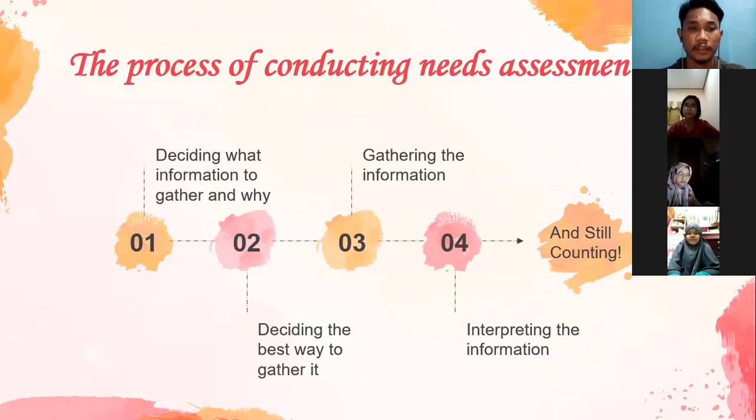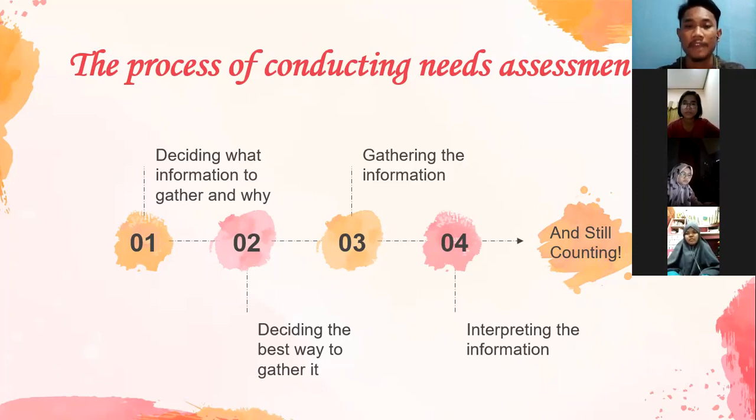Well. And then the next one is about the process of needs assessment. So there are 7 process cycles of needs assessment. The first is deciding what information to gather and why. So the first step is we have to decide the objectives of our needs assessment and the students' background. And the second one is deciding the best way to gather it.